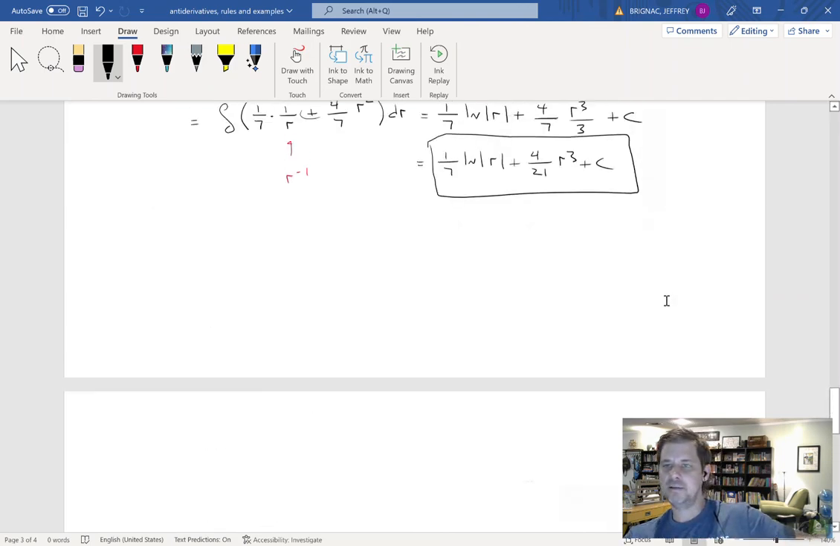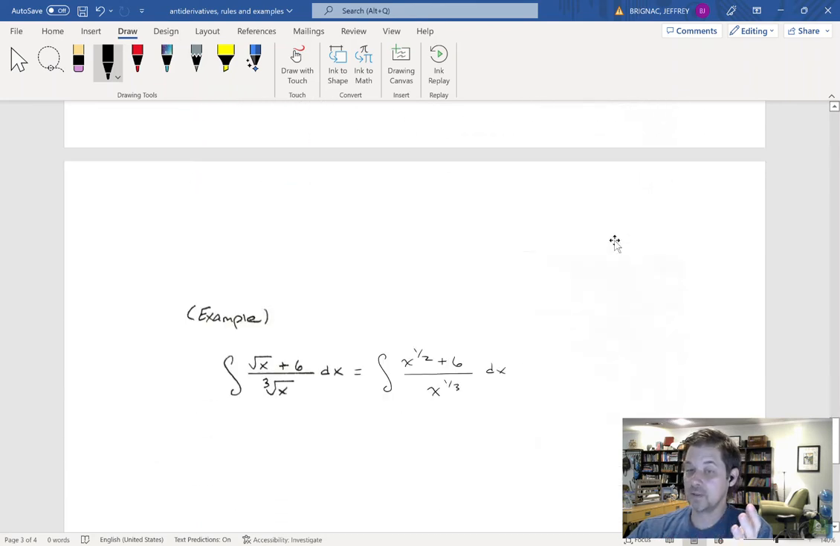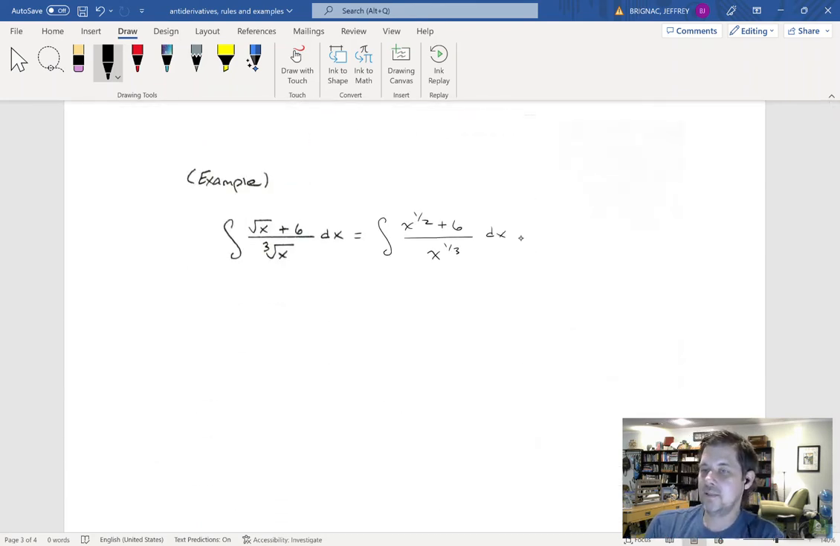And then the other thing I learned was that I could break that fraction apart like this. 1 plus 4 over 5 is 1 over 5 plus 4 over 5. So in this case, each of these things individually is divided by that. So I'm going to get x to the 1/2 power over x to the 1/3 power, and then plus 6 over x to the 1/3 power. All right, now this is what I'm dealing with at this point.